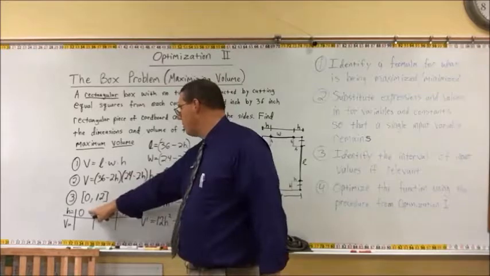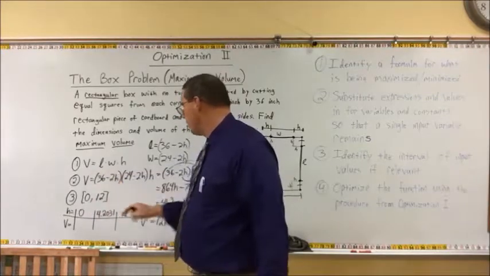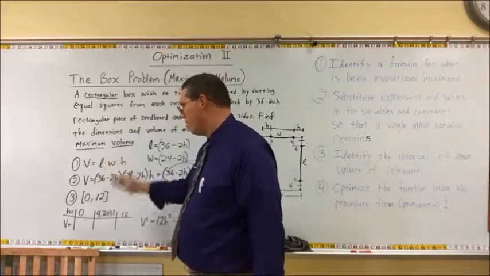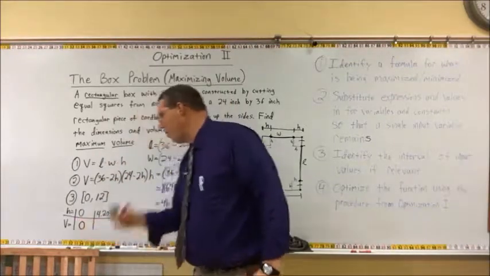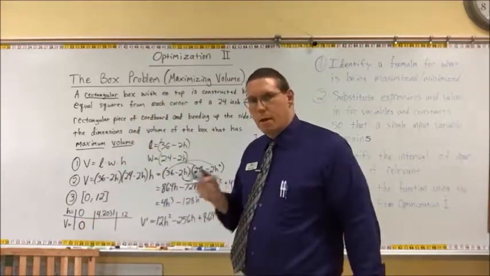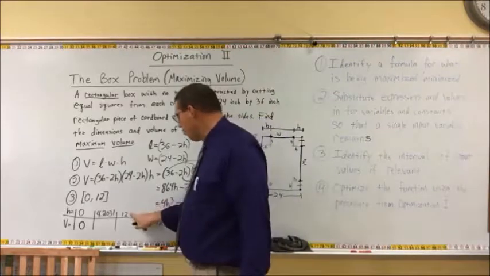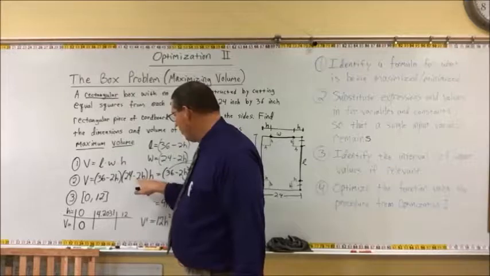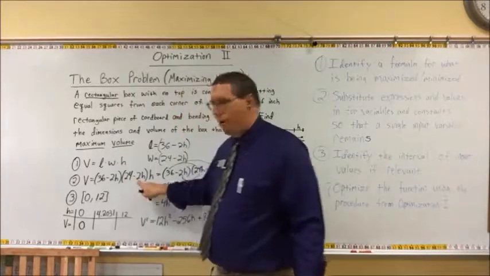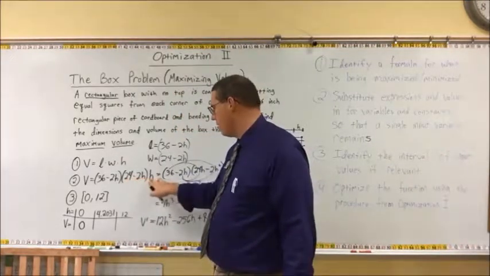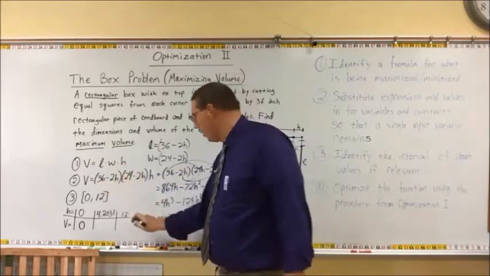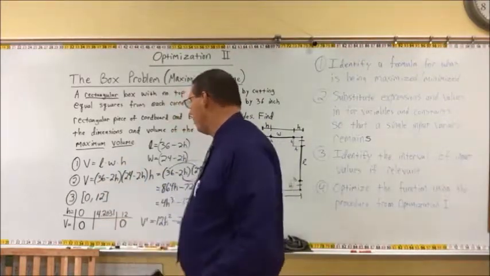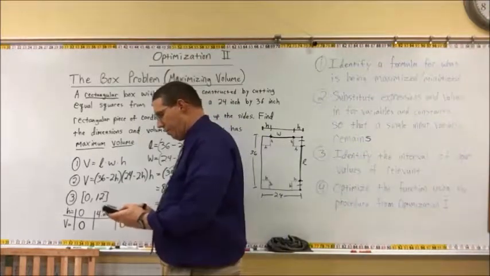I know that if I put the 0 in, the whole thing's going to become 0. Because if this is 0, 0 times this is 0, times this is 0. So I know when I plug in 0, my volume's going to be 0. Similarly, when I plug in this 12, 12 times 2 is 24, and 24 minus 24 is 0. And when this is 0, times this is 0, times this is 0. So I know when I plug in 12, I'll get 0.